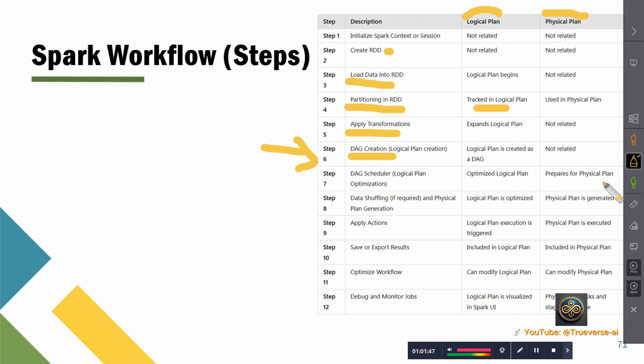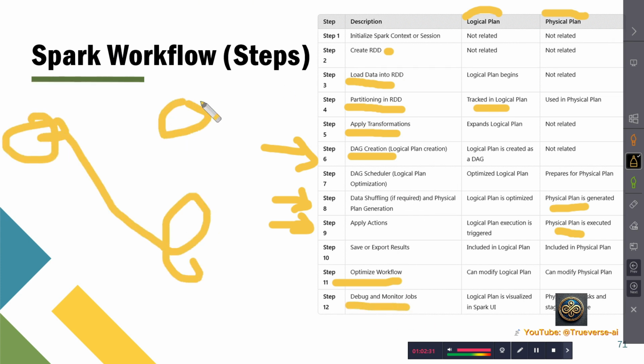So we prepare the physical plan, but from here the real action starts: data shuffling. The logical plan is optimized for the logical part. Action means we collect or show data in the cluster. This is the physical plan. Save our data when the result comes, and then optimize workflow and debug.